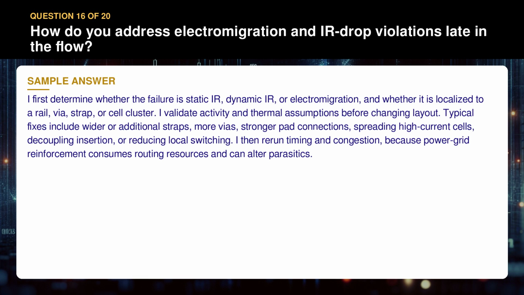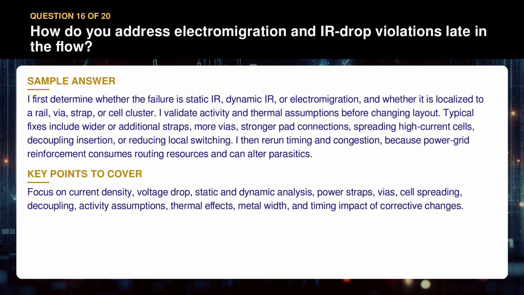Typical fixes include wider or additional straps, more vias, stronger pad connections, spreading high current cells, decoupling insertion, or reducing local switching. I then rerun timing and congestion, because power grid reinforcement consumes routing resources and can alter parasitics. Focus on current density, voltage drop, static and dynamic analysis, power straps, vias, cell spreading, decoupling, activity assumptions, thermal effects, metal width, and timing impact of corrective changes.